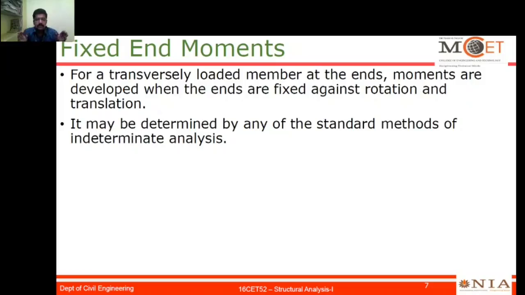If we have a fixed member, that is, a member fixed against rotation and displacement at a point, then there we will have the fixed end moments. If you see here, they have mentioned that for a transversely loaded member, moments are developed at the ends when the ends are fixed against rotation and translation. Translation is nothing but displacement or movement. So it may be determined by any of the standard methods of indeterminate analysis. Generally, we will calculate the fixed end moments by using the formula for the fixed end condition. If the beam is fixed, then the moment is calculated by using WL square by 12. We will see that in detail in our problem.